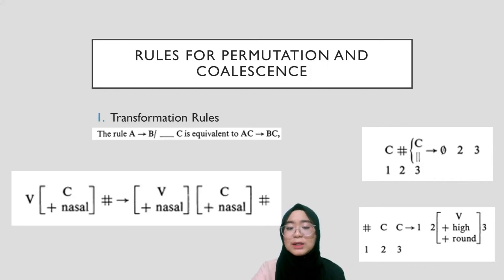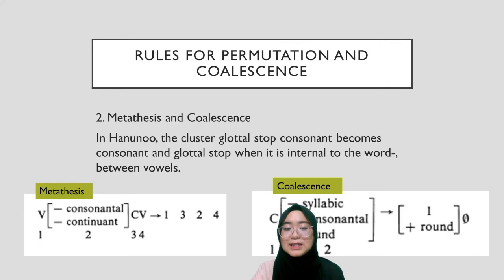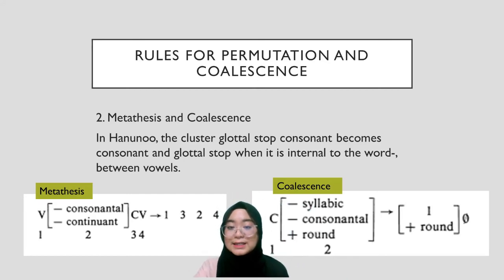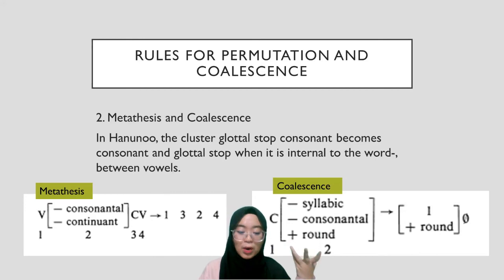The second is coalescence. Yes, metathesis and coalescence. In Hanunoo, the cluster glottal stop plus consonant becomes consonant plus glottal stop when it is internal to the word between vowels. In metathesis, you can see there. This is the example for metathesis, and this is the example of coalescence. These kinds of rules can also be used for deletion and insertion.